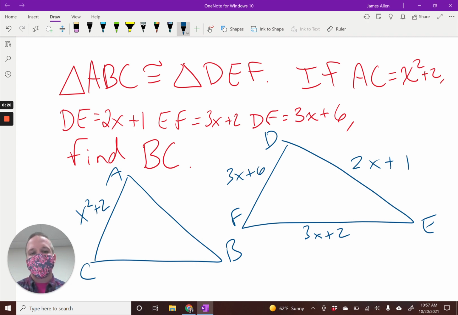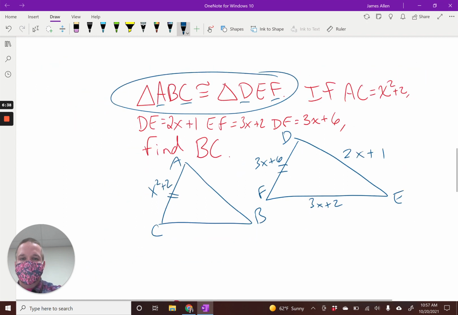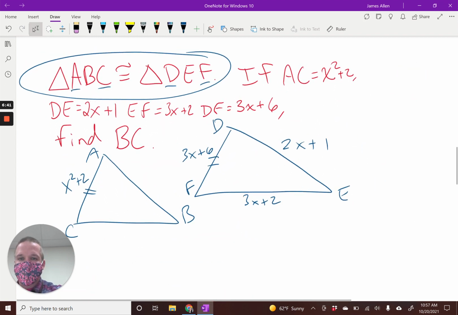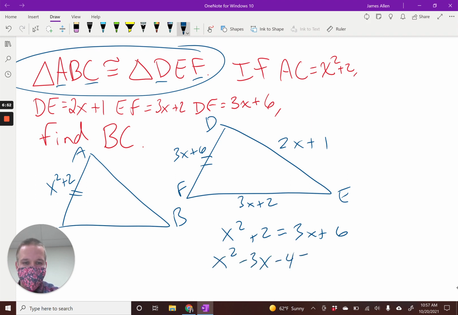Well, can I set up any kind of an equation? If I knew the perimeter of DEF, like we had on a previous quiz, then I could add them all up and set them equal to that. I don't have a perimeter, but I do know that these two are going to be congruent because they are corresponding sides in my triangle congruency statement. AC is on the outside, DF is on the outside. Those two are congruent. Let's set them equal. So I have x squared plus 2 is equal to 3x plus 6. Set this equal to 0. I get x squared minus 3x minus 4 equals 0.